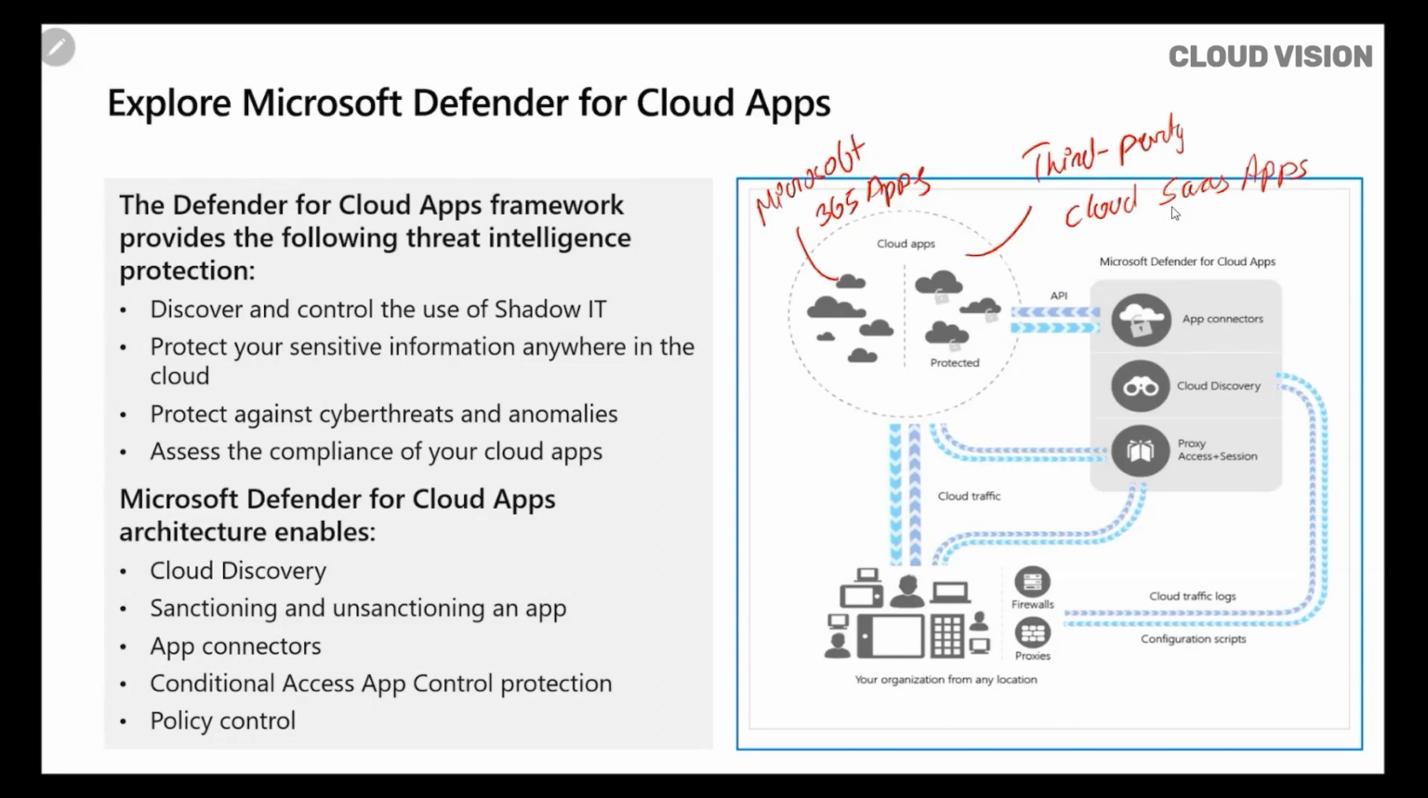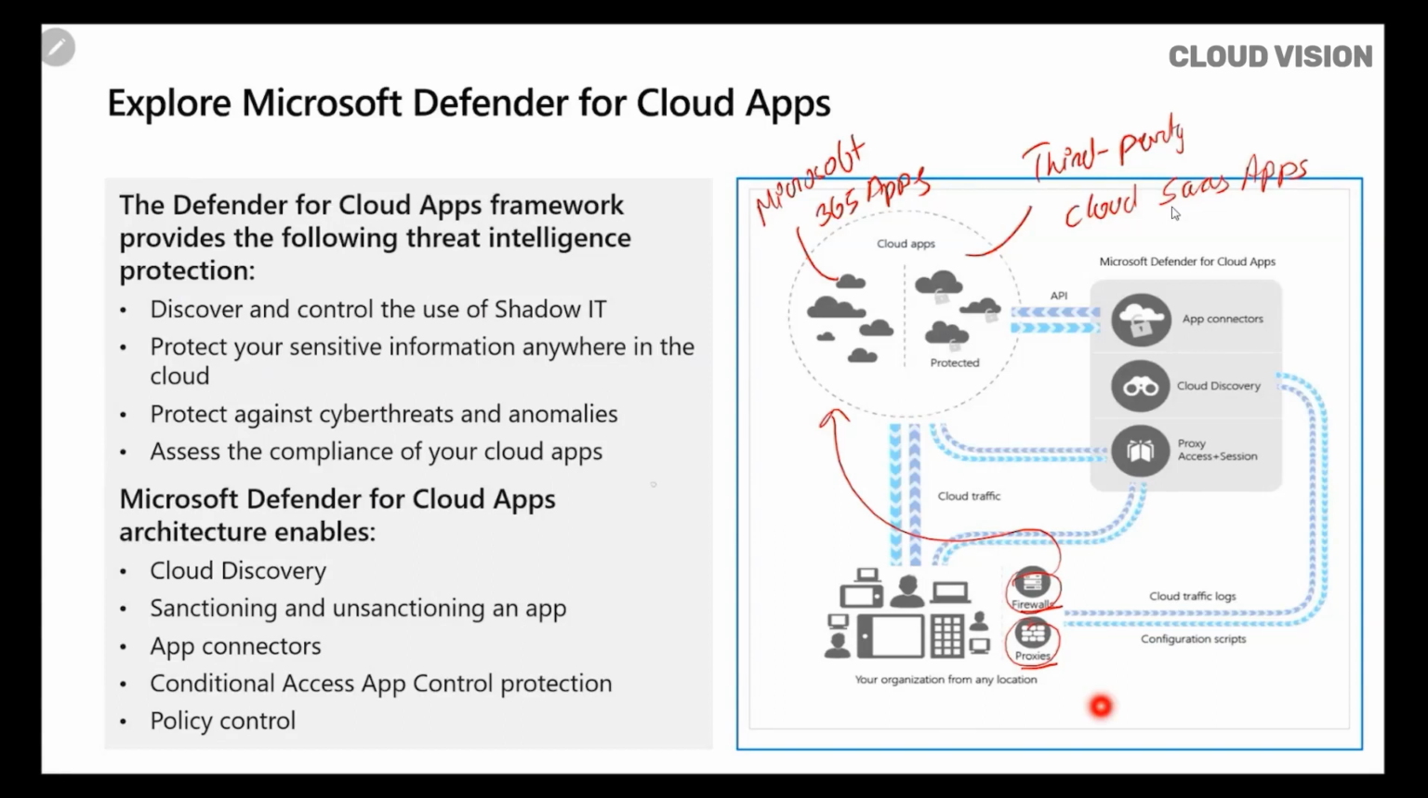Now, these applications can be accessed from devices that are sitting behind your network, that is, behind your firewalls and proxy servers. Since they are accessing the application from within your network, all of the logs, or you can say cloud traffic data, will be collected by your firewalls and proxy servers, which can be uploaded into the Defender for Cloud Apps platform.